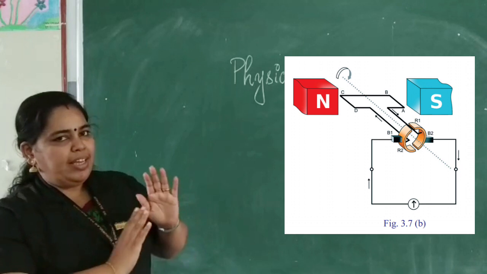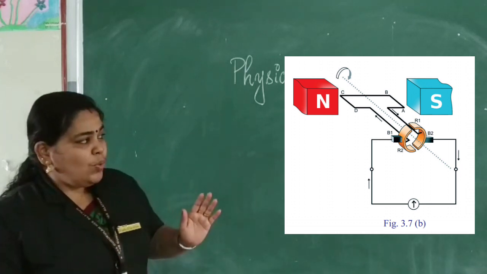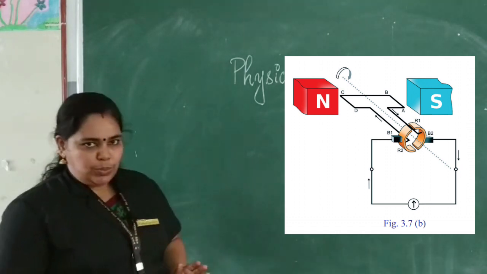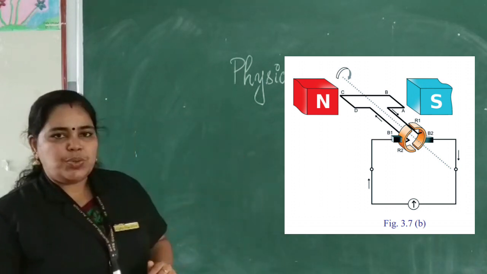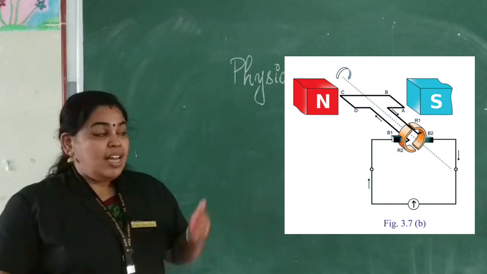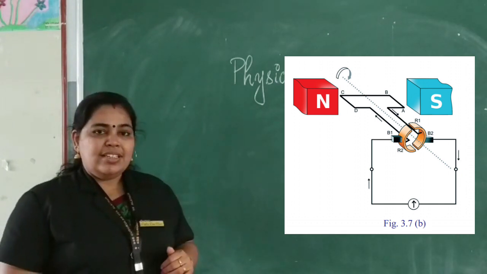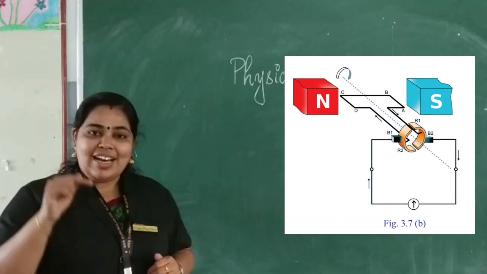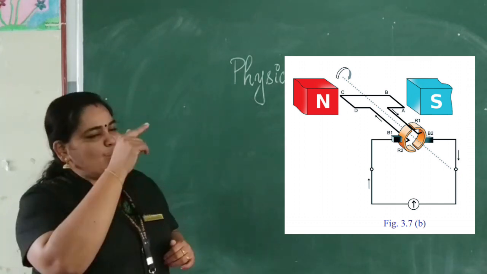Now CD is near the North Pole and AB is near the South Pole. Is it clear? Again, what happens here? In this case, the current flows from D to A.